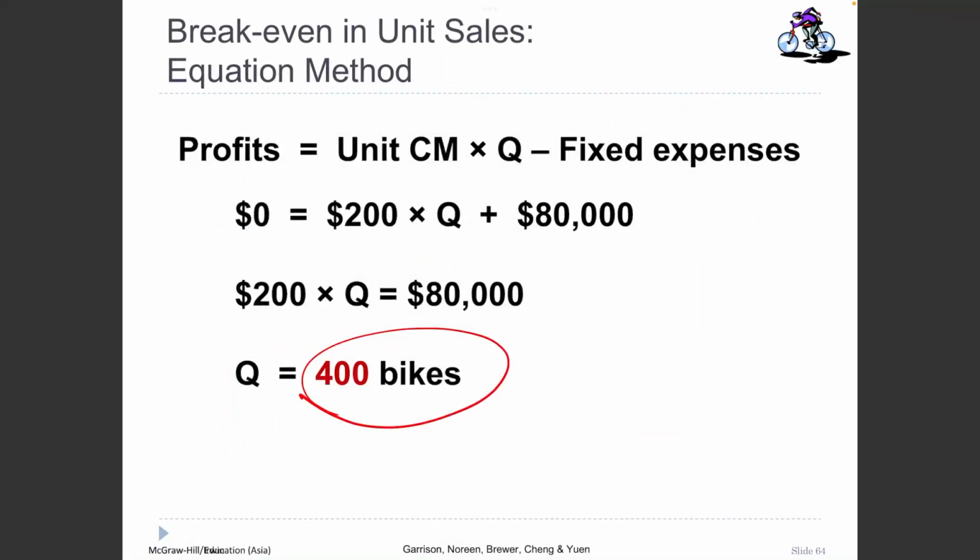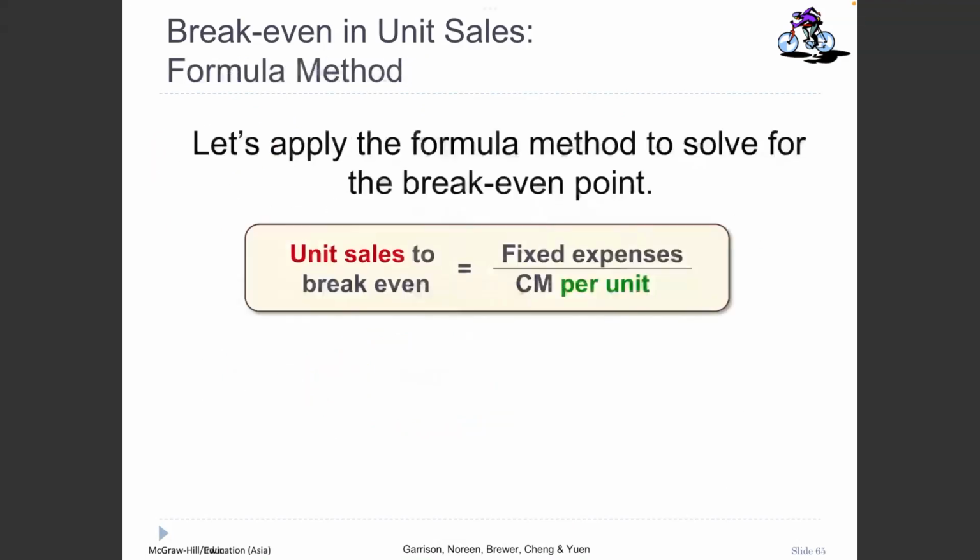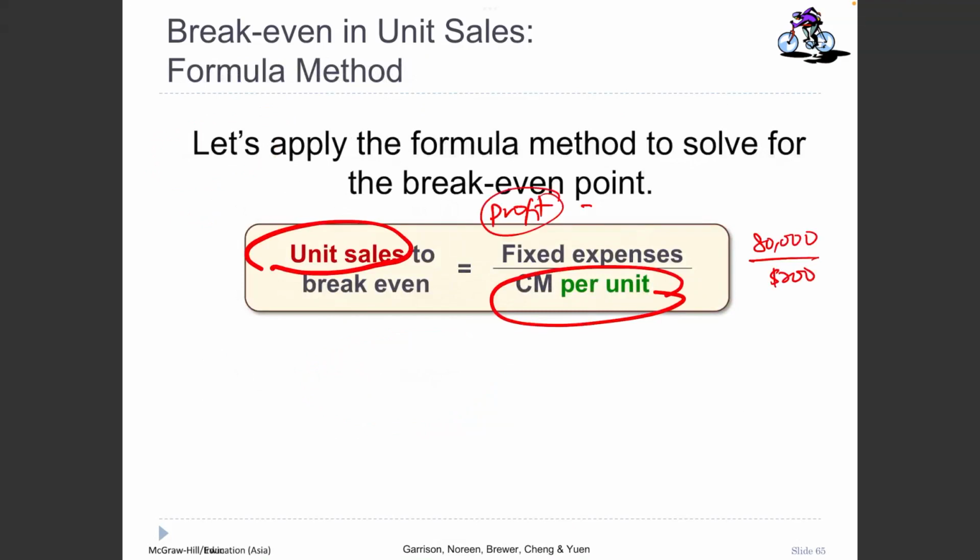So this is if they ask you for break-even units, the profit will be 0. This is the formula method. They are asking you the unit sales, so you use CM per unit, which is much easier. You just divide the 80,000 by the unit CM of 200. There is no profit here, because the profit is 0. So they do not include the profit in this equation. They already take it out because it doesn't matter if you put profit there, the amount will still be 0.